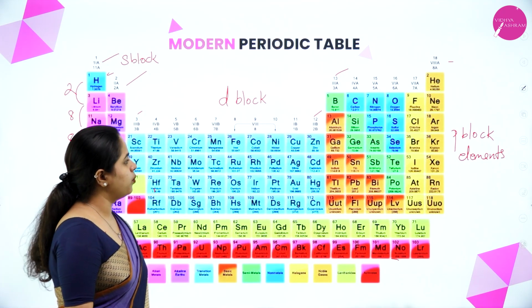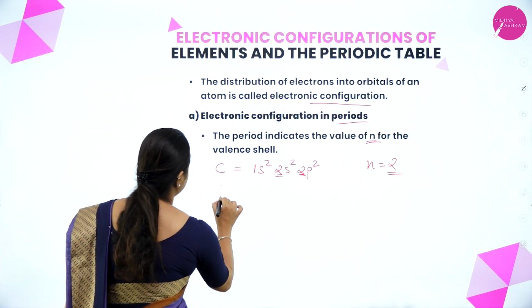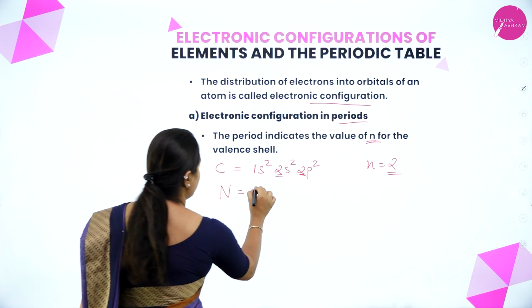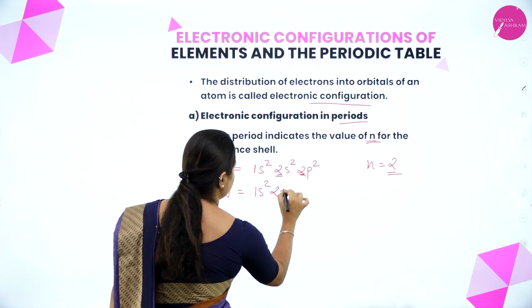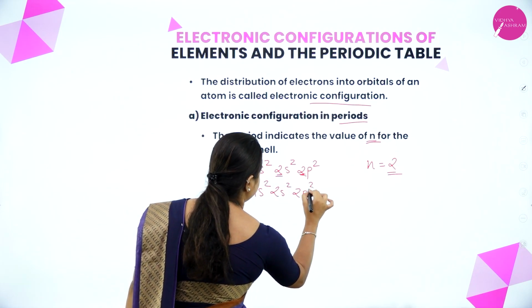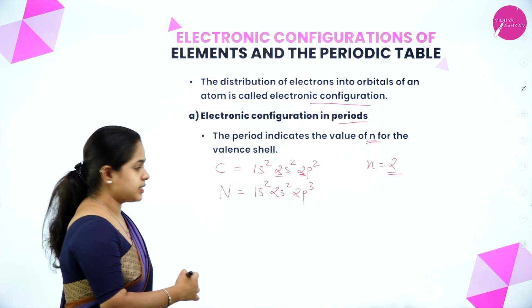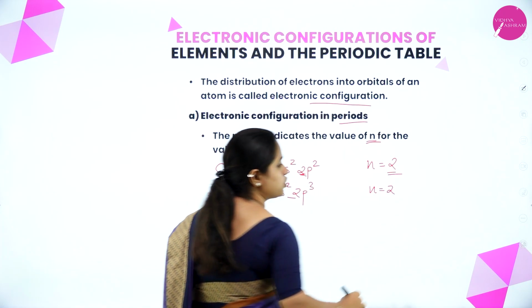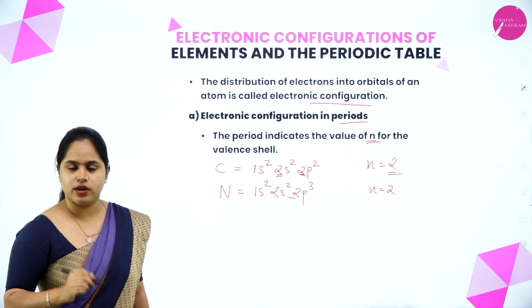Let's take one more example, nitrogen. The atomic number is 7, so it is 1s2, 2s2 and 2p3. The highest n value here is 2 again. So n equal to 2 means it belongs to period 2, the second period.